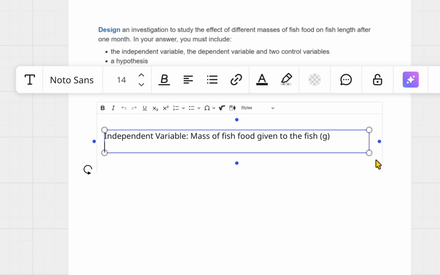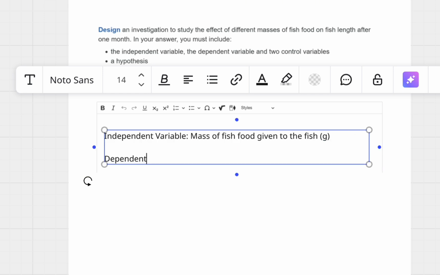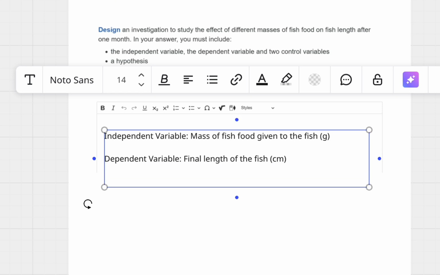And next, let us have the dependent variable. The dependent variable is going to be the variable that will be affected by our independent variable. So the mass of fish food can affect the final length of the fish. So we're just going to write that as our dependent variable, which is going to be the final length of the fish in centimeter. Let's just write two control variables.